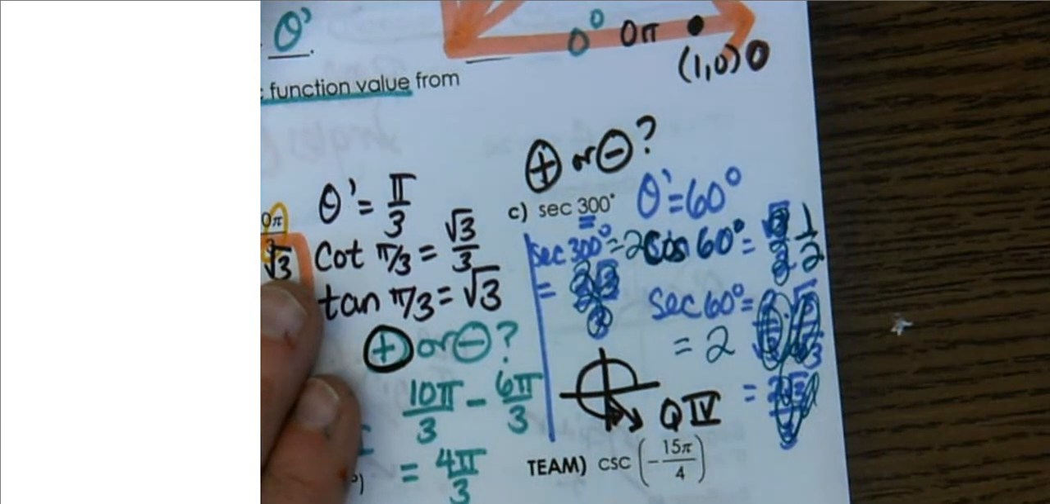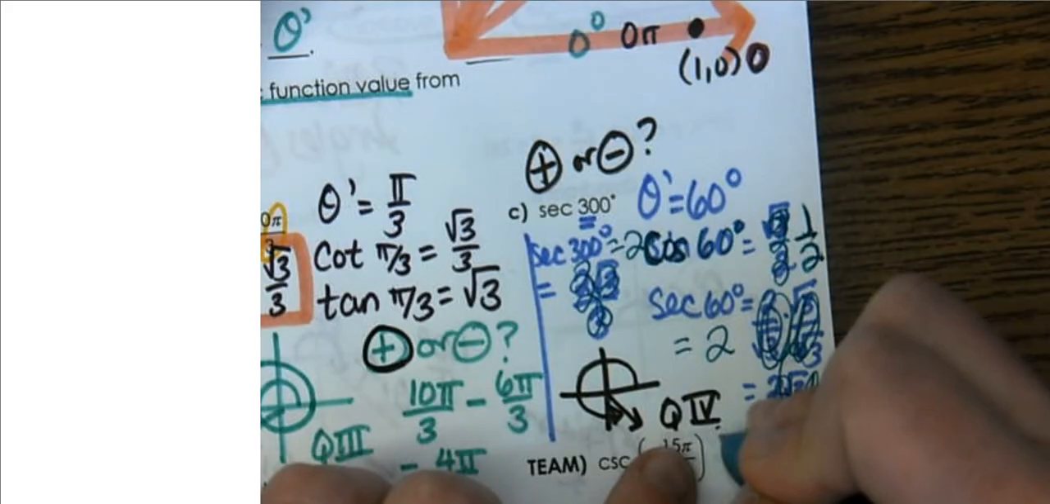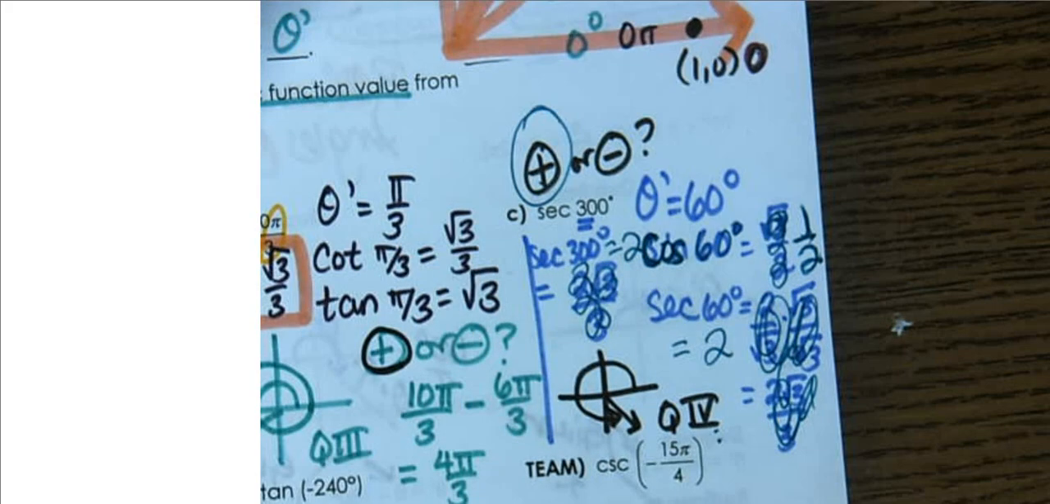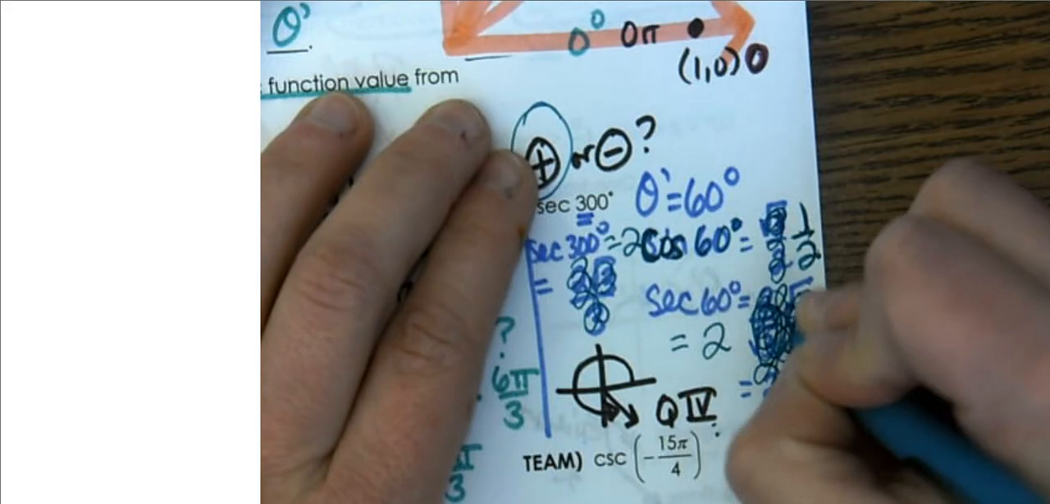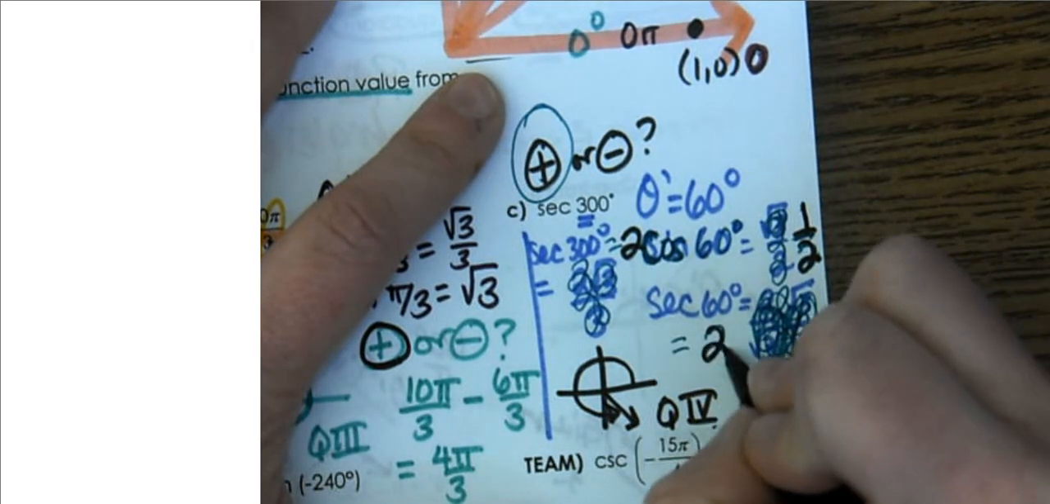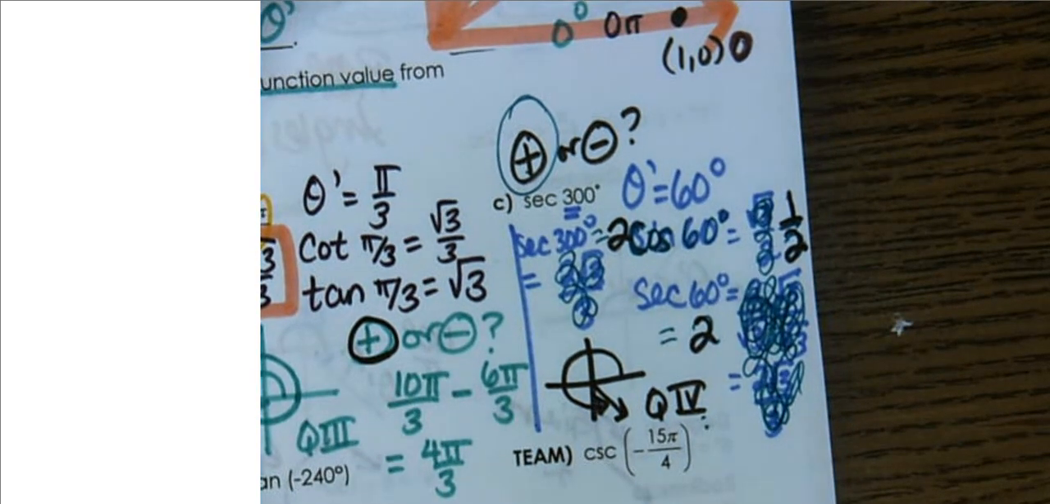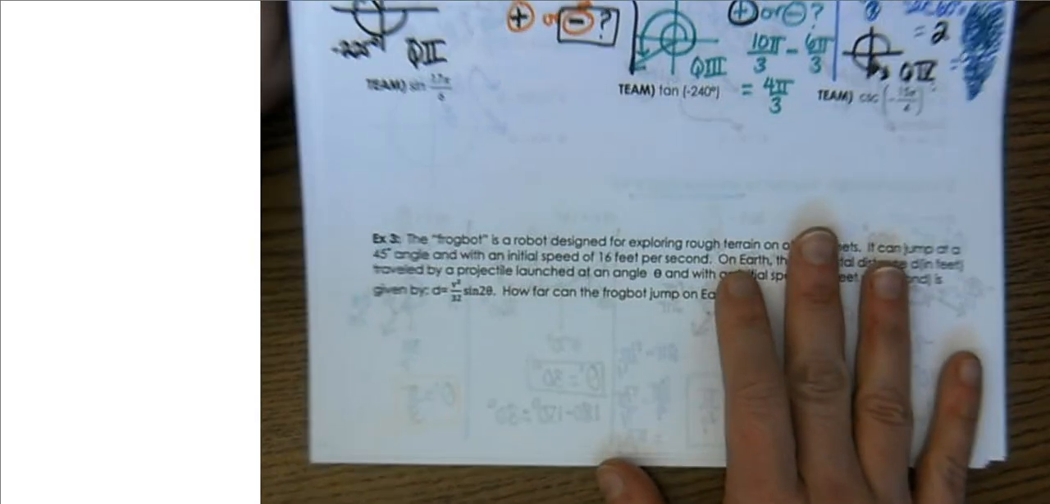And since it lies in quadrant number 4, that means it will be positive because secant and cosine are reciprocals of each other. So we are going to work with 1/2 and 2. Please forgive me on that. Okay, so we have 3 team questions, and we're going to talk about those team questions the next time that I see you. And let's go ahead and look at our last question, which is our Frogbot question.